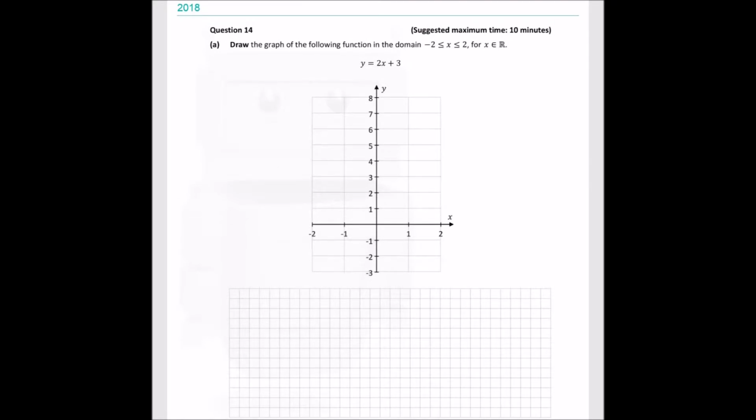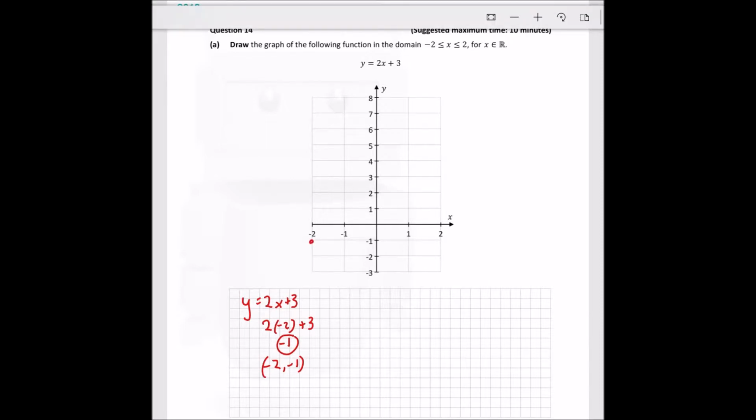Right. This question, draw the graph of the following functions in the domain minus 2 to 2. The function is y equals 2x plus 3. Put minus 2 in for x. So 2 multiplied by minus 2 is minus 4, plus 3 is minus 1. So when we put in minus 2, we got out minus 1. So minus 2, minus 1. There's our point.